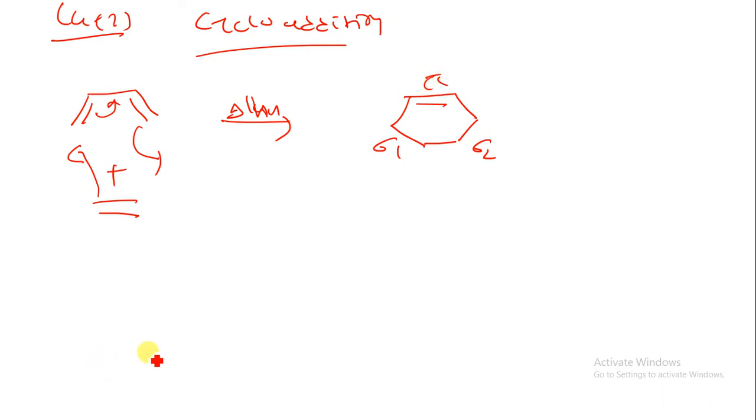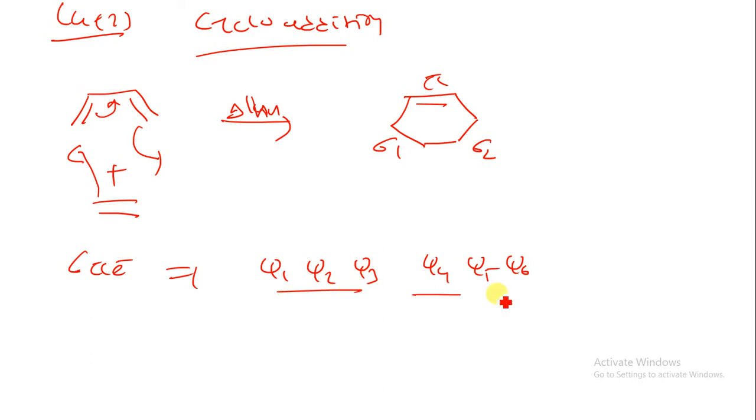So here we can say that in total there are 6 pi electrons, 2 from here and 4 pi electrons from here. So we can say that psi 1, psi 2, psi 3, psi 4, psi 5 and psi 6. There are a total of 6 wave functions. 3 will remain at the BMO, 3 will remain at the ABMO.